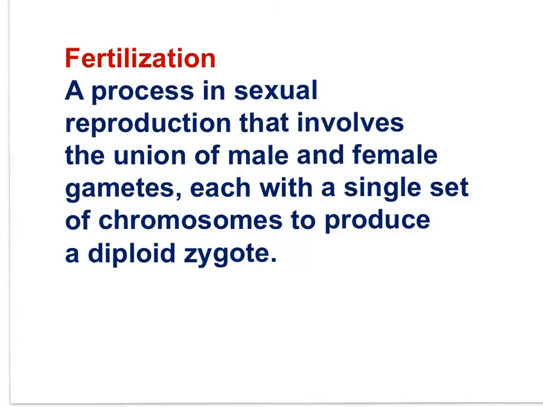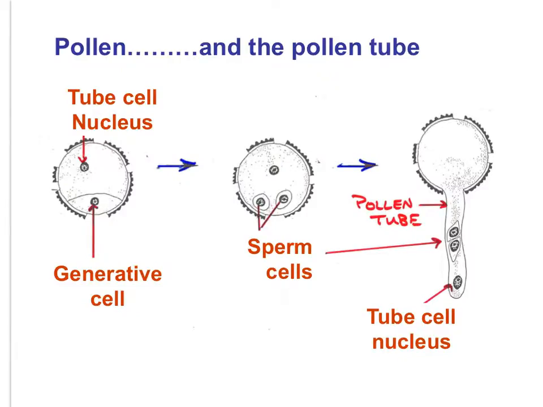Here is a formal definition of fertilization, a process in sexual reproduction that involves the union of male and female gametes, each with a single set of chromosomes, to produce a diploid zygote. In case you're interested in the details about pollen, the pollen grain is composed of more than one cell, within which are haploid nuclei. There is a tube nucleus that builds the pollen tube, and there are two sperm nuclei derived by mitosis from the generative nucleus. The sperm nuclei follow the tube nucleus down the pollen tube toward the ovule.